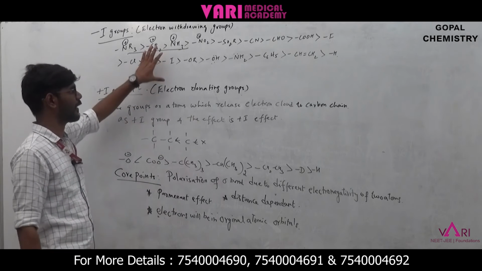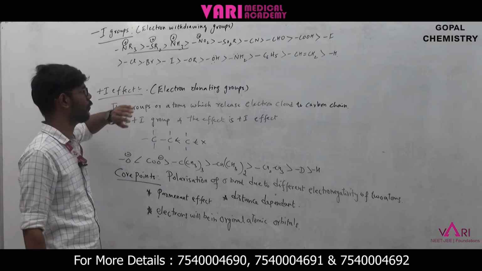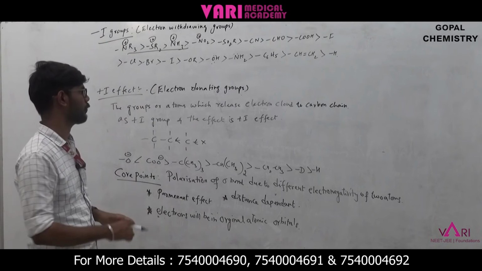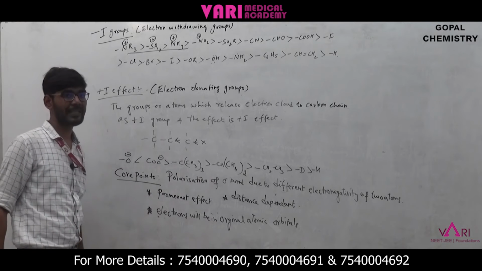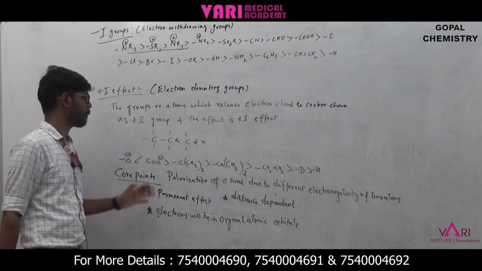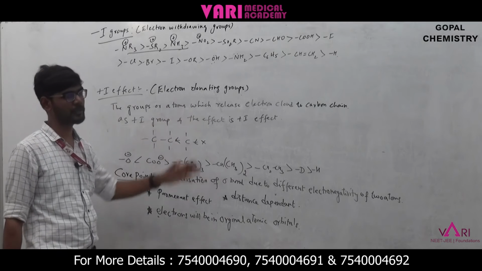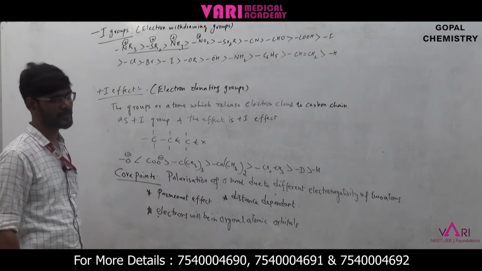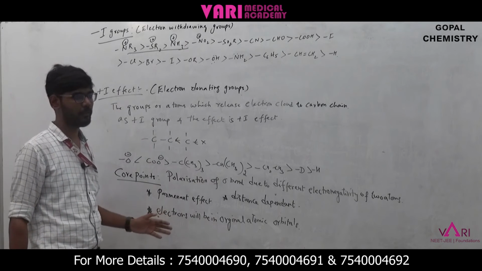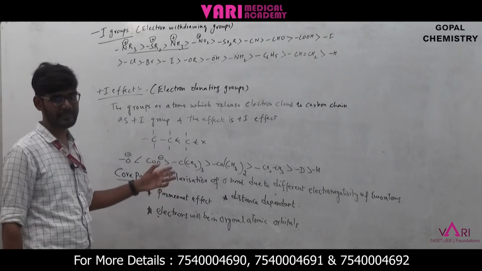So these groups are electron withdrawing groups, in other words minus I groups. Okay, so next one is plus I effect. The groups or atoms which release electron cloud to the carbon chain are known as plus I groups. So the effect is known as plus I effect.